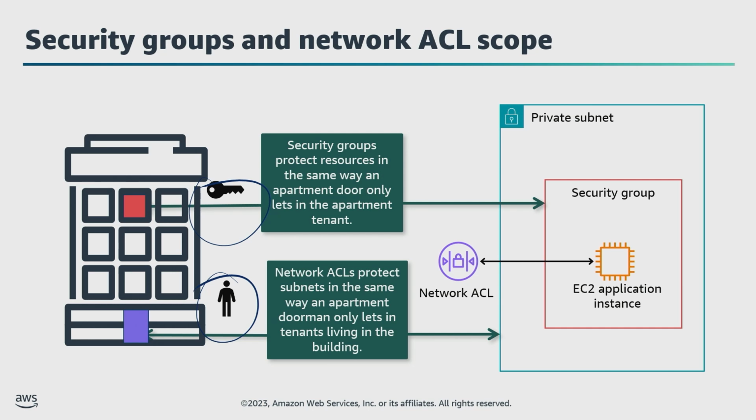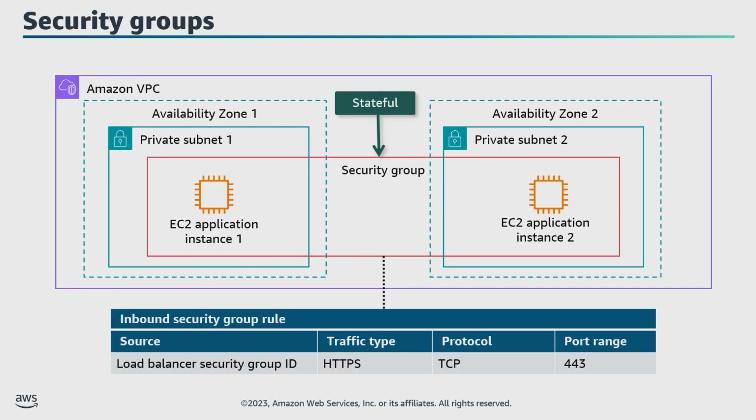Let's look a bit closer at the distinct features of each. Security groups are stateful firewalls. This means that if an inbound request is allowed to an instance, the outbound response is allowed. When you create a VPC, it has a default security group. By default, there are no inbound rules, so no inbound traffic is allowed and all outbound traffic is allowed. You can add rules for both inbound and outbound traffic. With security groups, you can only create allow rules. You can't create a deny rule.